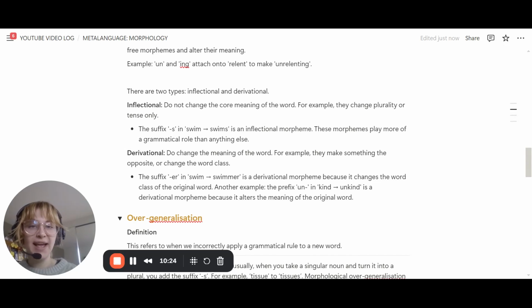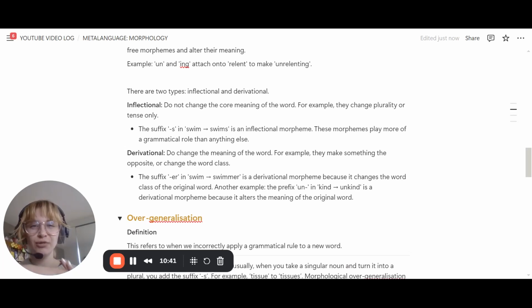For example, they can completely make something the opposite, as in unhappiness. Un is a prefix that is derivational. And also, for me, I found it really helpful to think about, does this change the word class? Because if it does, then it's also derivational.